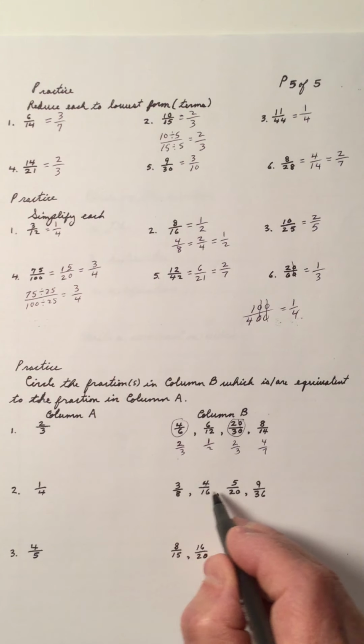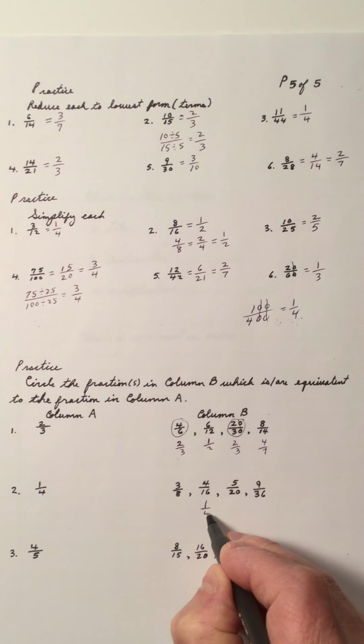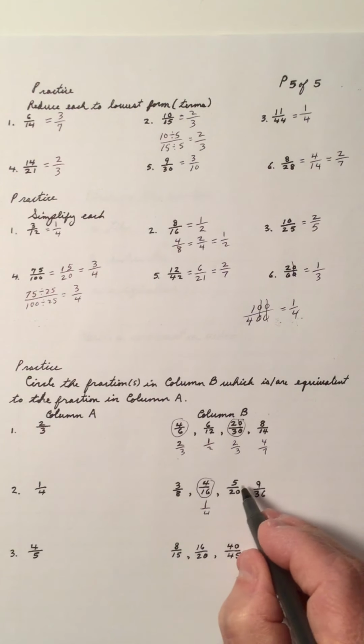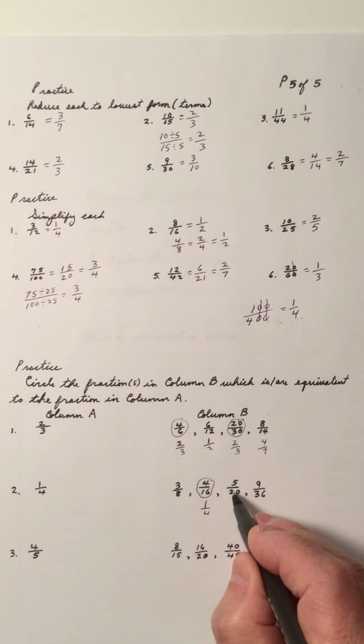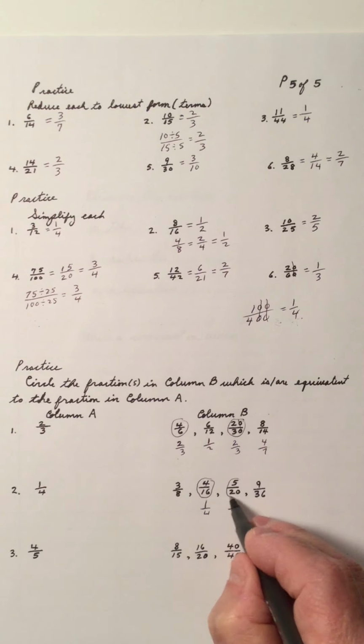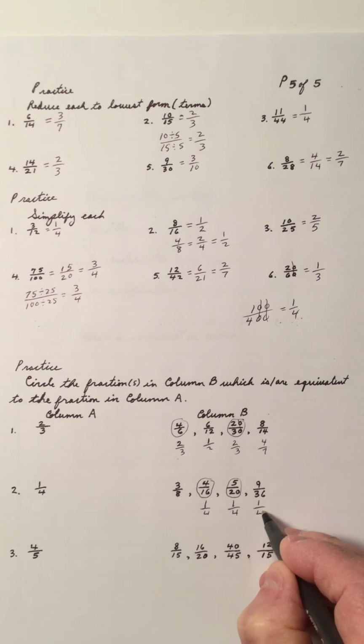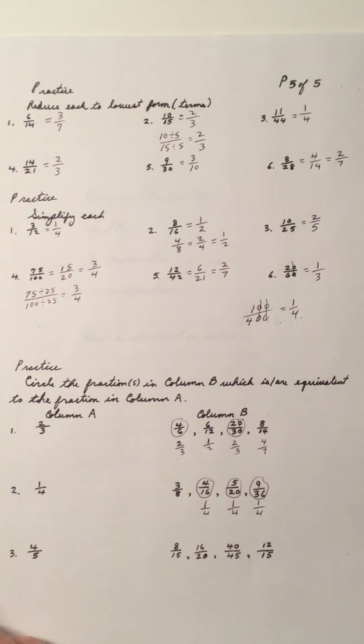3/8, can't reduce at all. 4 over 16, 4 into 4 goes once, 4 into 16 goes 4. Equivalent. 5 over 20, 5 is the GCF, 5 into 5 goes once, 5 into 20 goes 4. 9 over 36, let's see, 9 goes into 9 once, 9 goes into 36 4, so that one is also equivalent to 1/4.